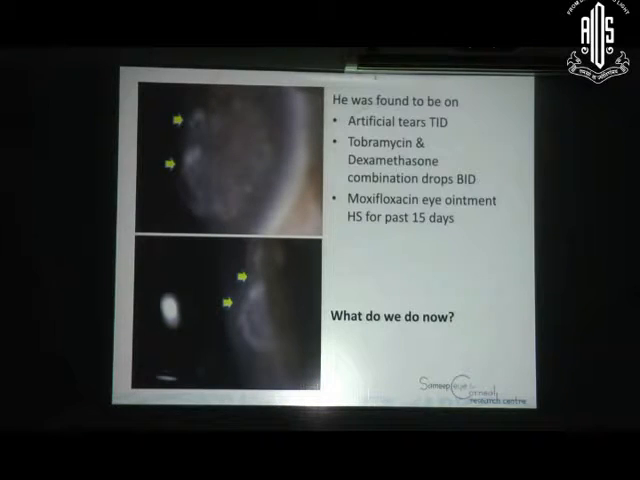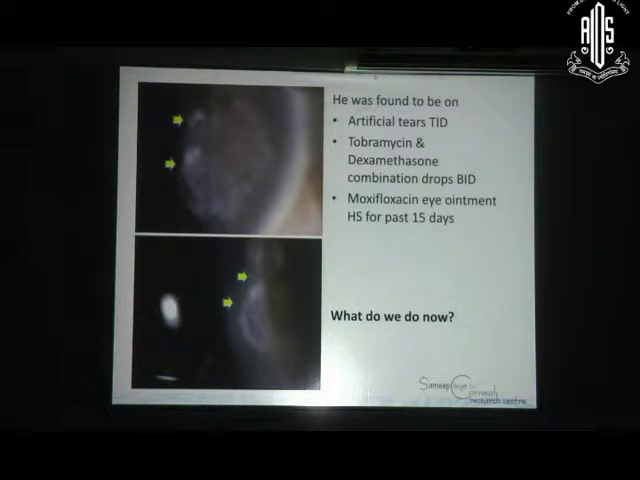He was found to be on artificial tears 3 times a day, tobramycin and dexamethasone combination eye drops twice a day, and moxifloxacin eye drops, with moxifloxacin eye ointment once at night for the last 15 days. He was treated by a primary ophthalmologist. So the question is, what do we do now? How do you describe these lesions?